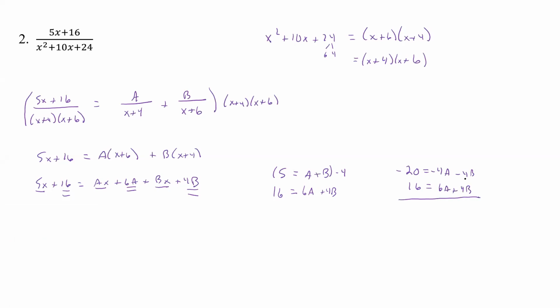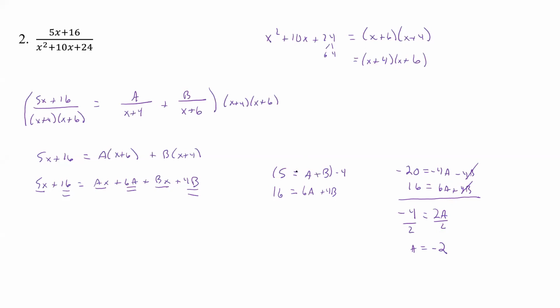So now when I add those together, our 4b's cancel, which is what we wanted. So I have -20 plus 16, so it's going to give us -4 equals. Here we have 6 minus 4, that's 2a. So if I divide by 2, a is equal to -2. All right, so that's what a is.